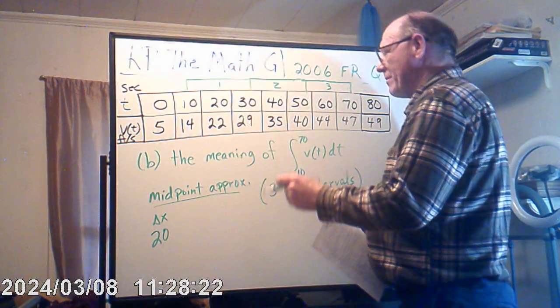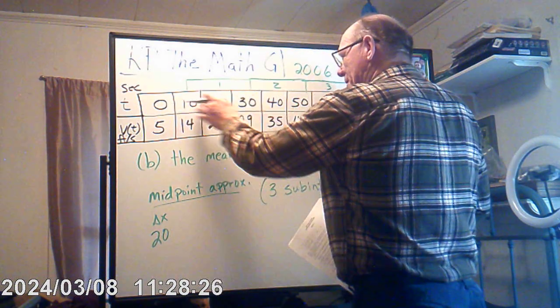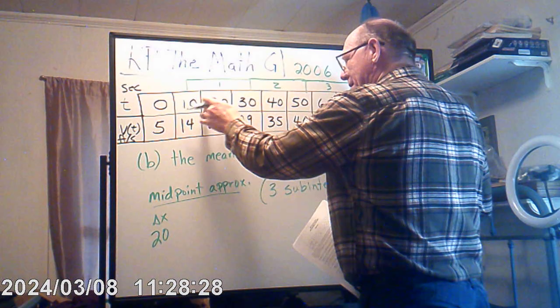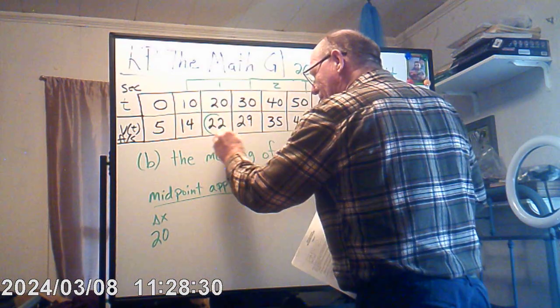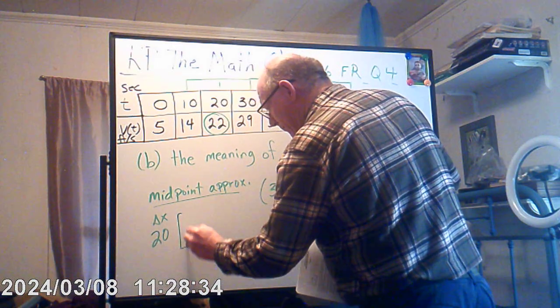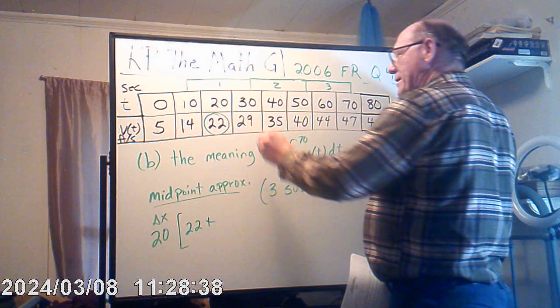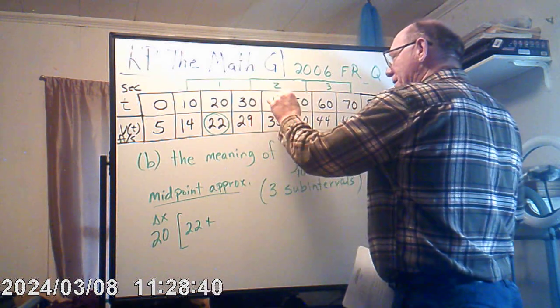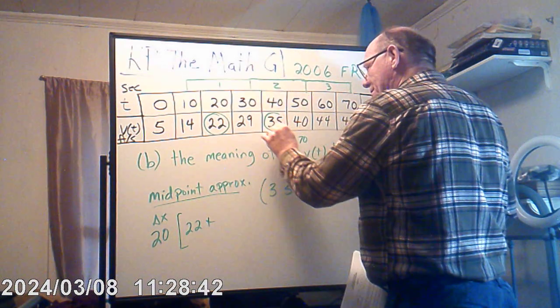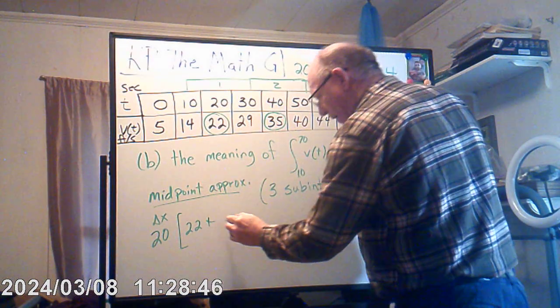Alright, and then what we do is, since we're doing that, we're taking the midpoint between 10 and 30, and that's 20, and we're just looking at the y value. B at t is 22, plus the next one between 30 and 50 is 40, so we're looking at the y value. B at t is 35.